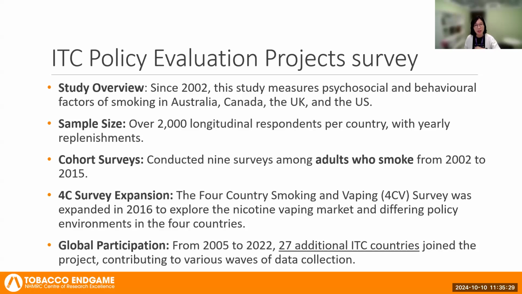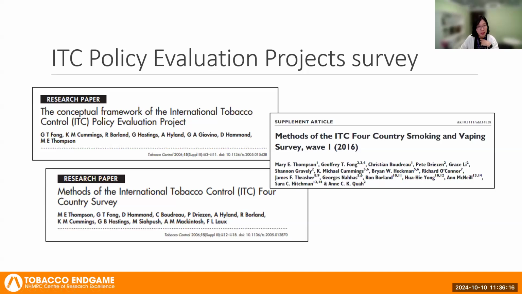So this survey consists of 2 main sets. The first set is the 4 country surveys, which include 9 core surveys of adults who smoked between 2002 and 2015. The 4 country survey expanded into the 4 country smoking and vaping survey in 2016 to examine the nicotine vaping market and divergent policy environment in the 4 countries. Between 2005 and 2022, 27 other additional countries have joined this project. The ITC has also published profile papers on their conceptual framework and methods related to this project.